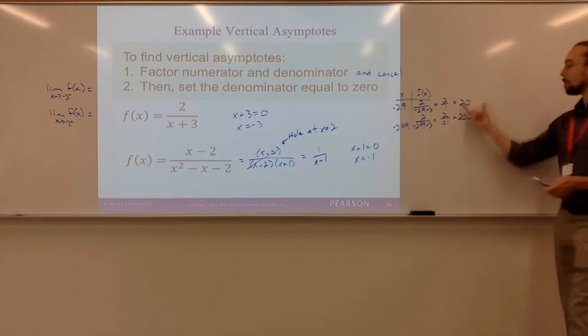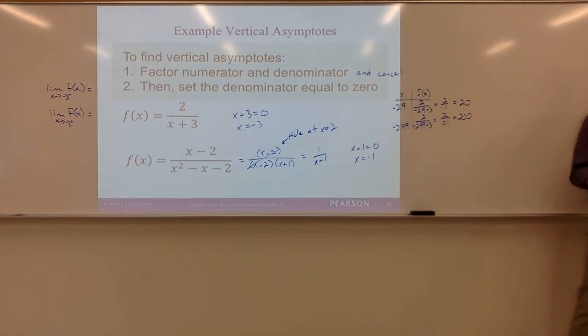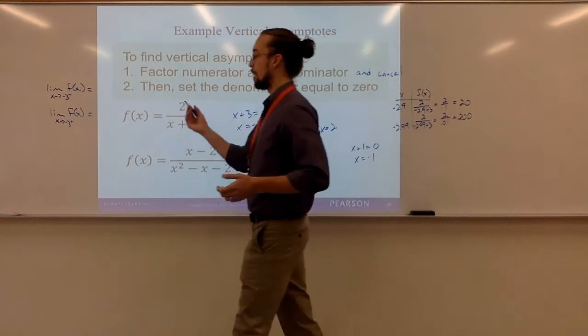All right. So, I mean, we could try another one. We could do -2.999. Right? But I think it's pretty clear what's happening. Right? It's going up. It's going to positive infinity.